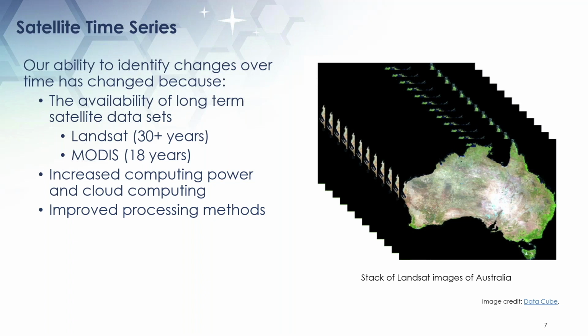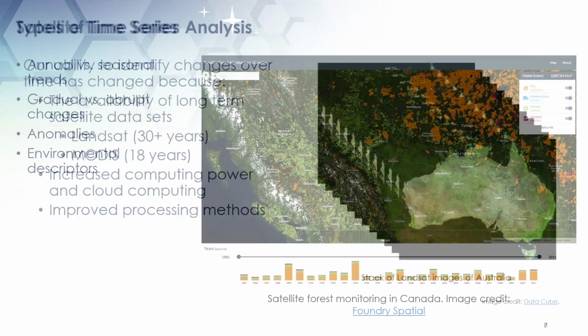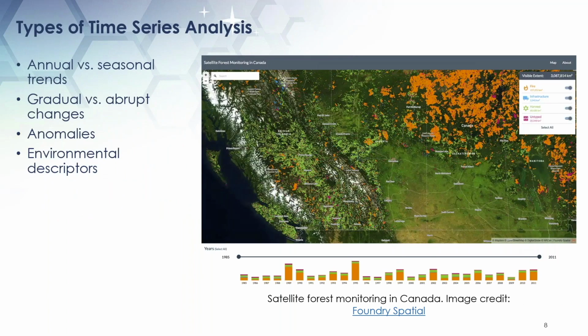Additionally, time series analysis has become more prevalent in recent years with the advent of cloud computing and improved processing, whereas this used to be quite a cumbersome process. There are many types of time series analysis. We can view annual or seasonal trends, such as vegetation health. We can view gradual changes, like the pine beetle example, or abrupt changes, like a forest fire. We can view anomalies, which could be related to something like drought, or generate environmental descriptors to evaluate changes in things like species habitats.